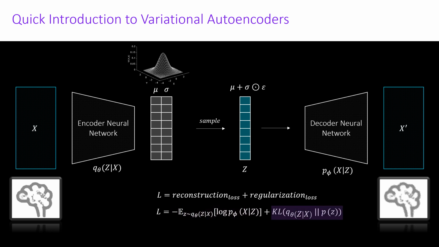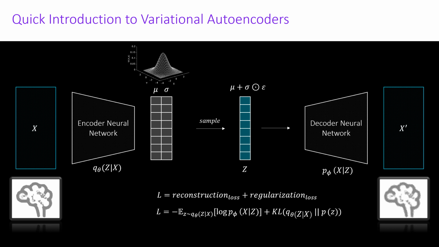The second term is the KL divergence between the distribution of the latent representation and the prior, which is a unit Gaussian distribution. Minimizing the whole term is equal to maximizing the evidence lower bound, or in short, ELBO, which is the typical loss function for VAEs from a probabilistic perspective.